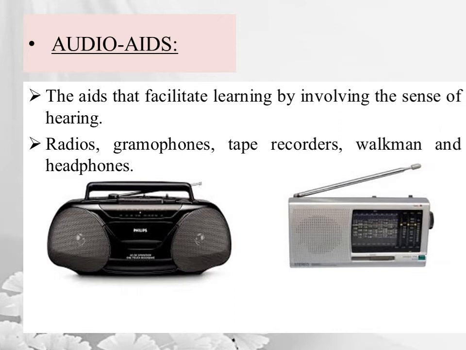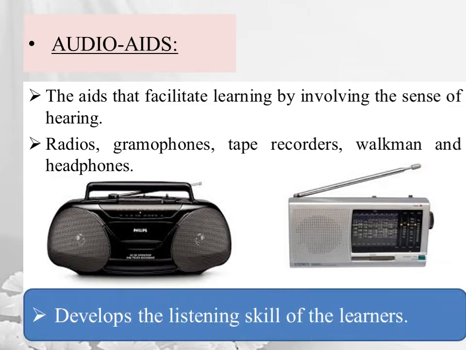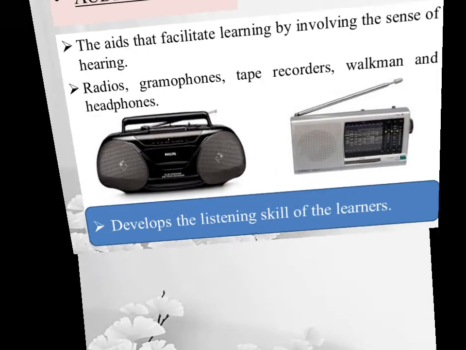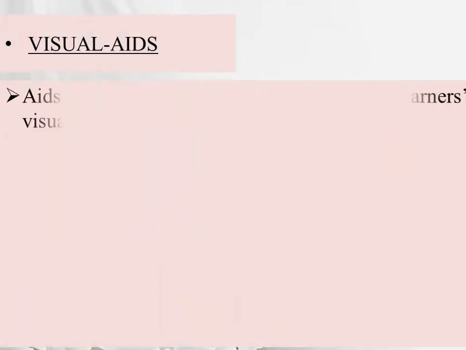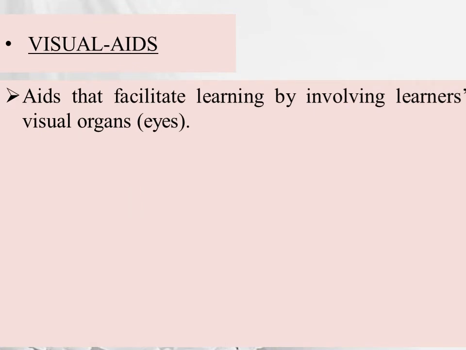Listening to such tapes will help the students learn spellings of difficult words. The main purpose of audio aids is to develop the listening skill of the learners. Visual aids facilitate learning by involving learners' visual organs, that is, the eyes.